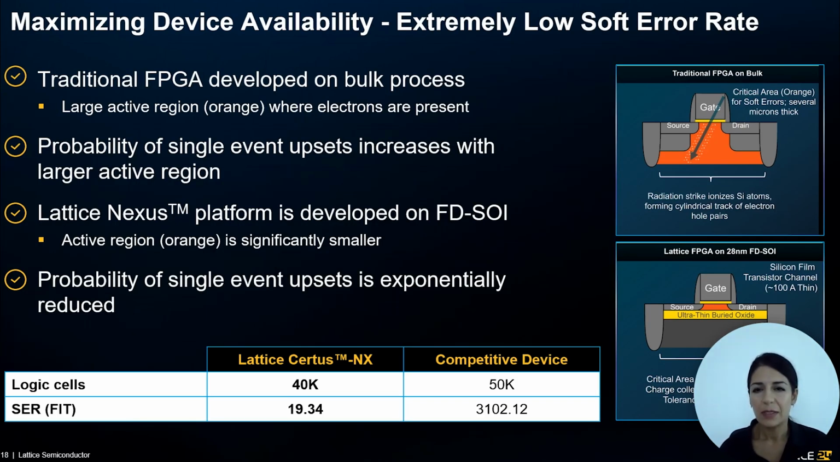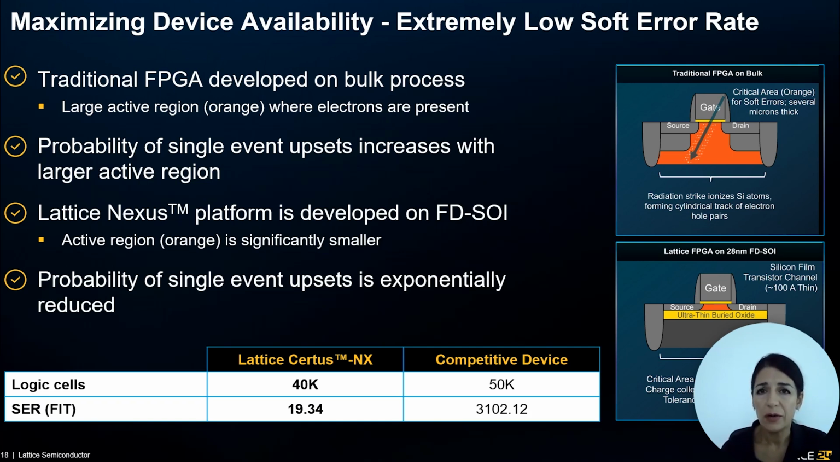System uptime is very important in overall system cost because of the expense and effort and the time it takes to recover, as well as the services lost while the system was down, and the opportunity to offer those services. To maximize a system's uptime, many have radiation tolerance requirements. Lattice platforms, including Nexus, are designed to be resilient and have extremely low soft error rates.